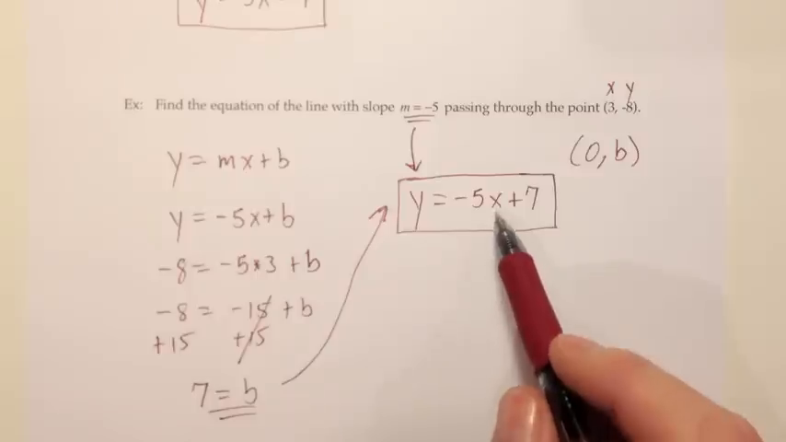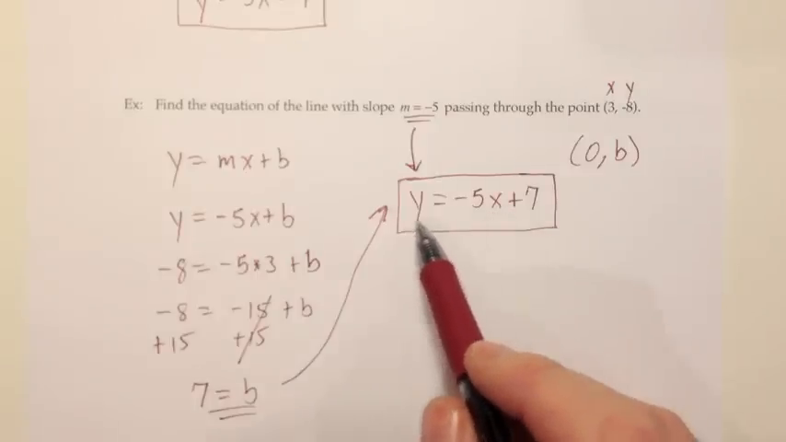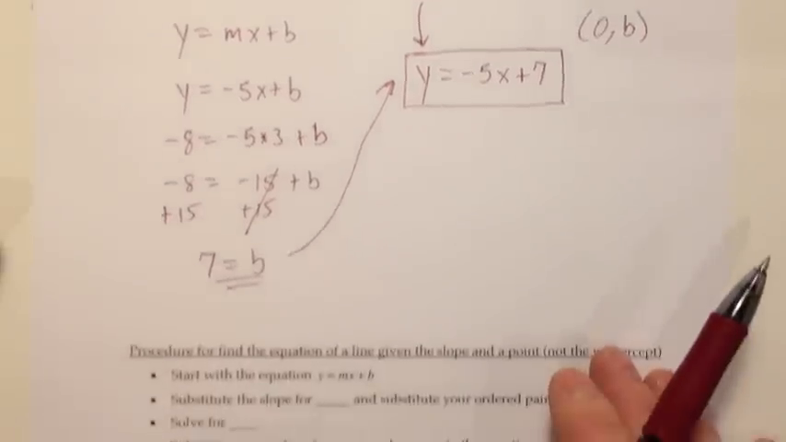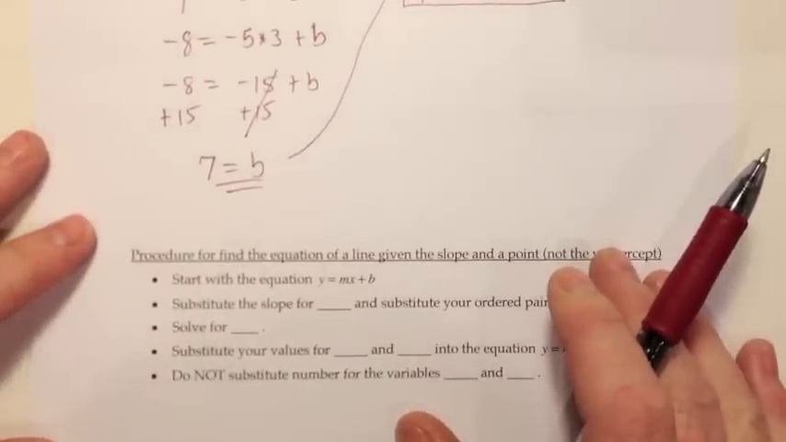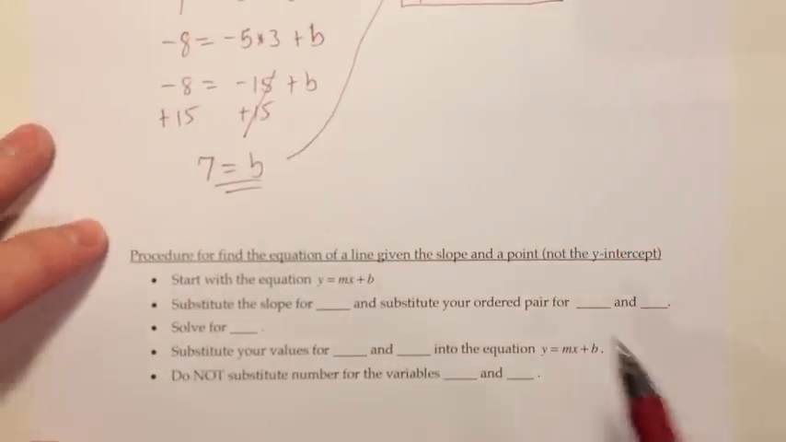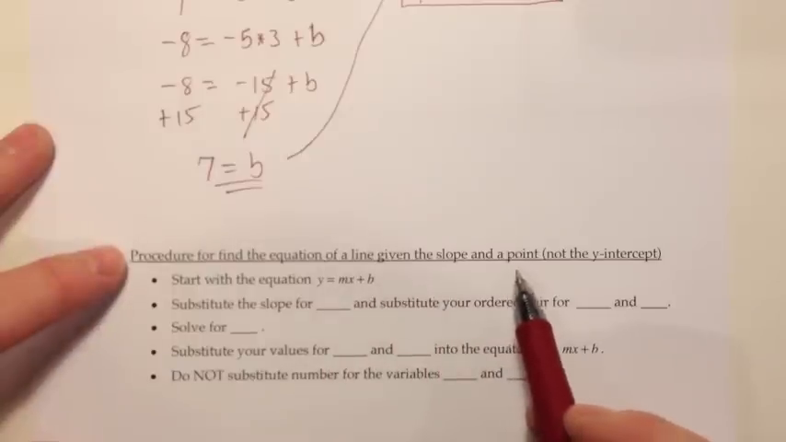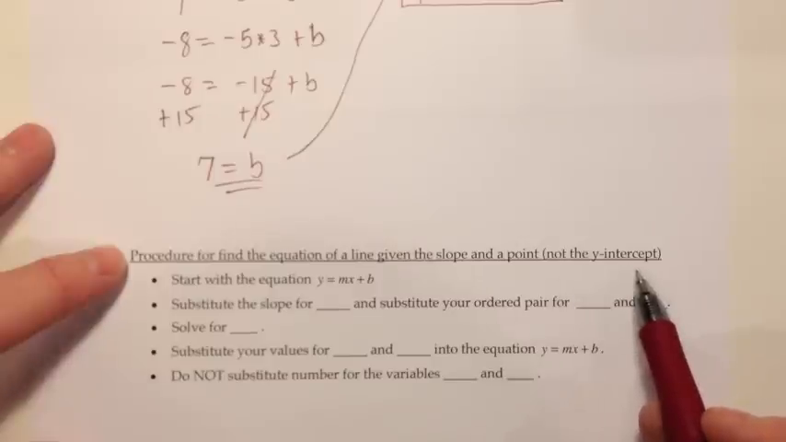So we need places to plug in x's to get out y's. So here's the steps that we just went through. This is a procedure that you can use to find the equation of a line given the slope and a point, even if it's not the y-intercept.